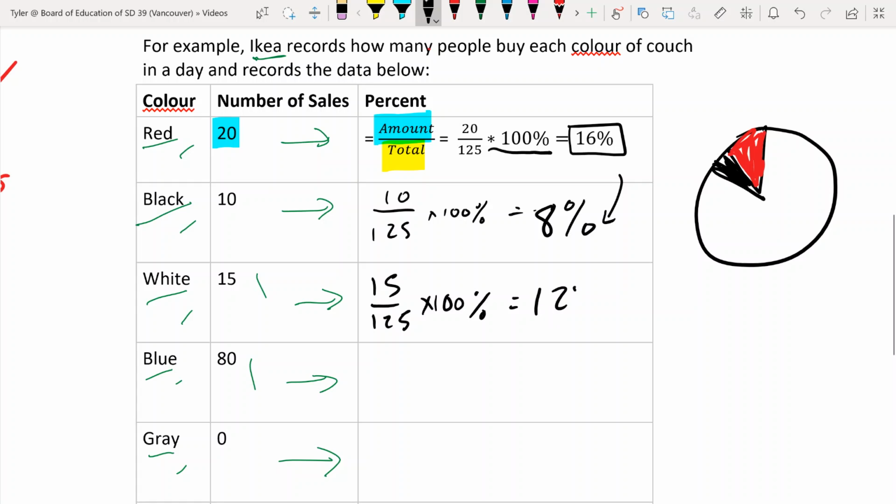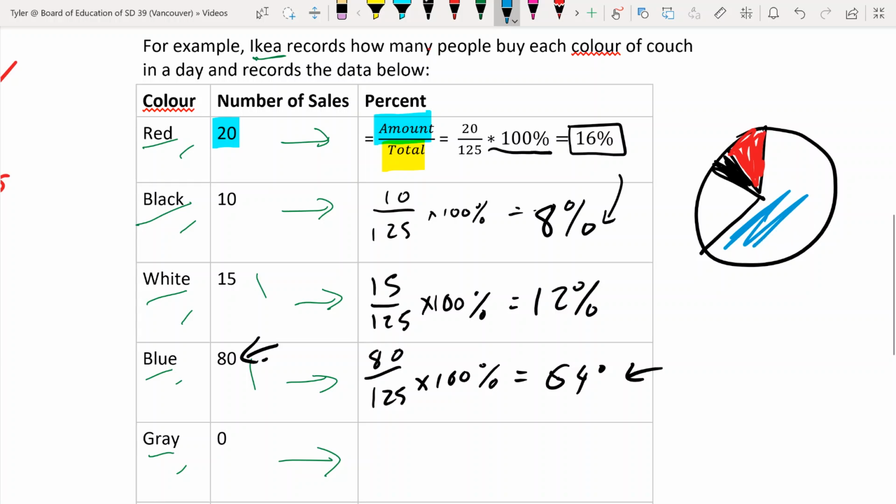That gave me 12%. So again, not too huge. And then we get to the blue. So we got 80 divided by 125 times 100%, which gives me 64%. Looking at that one, it's huge. I knew 80 was a big number, but it's hard to say exactly how big it is. But 64%, that's more than half. That's going to be something like this. That's going to be the blue right there.